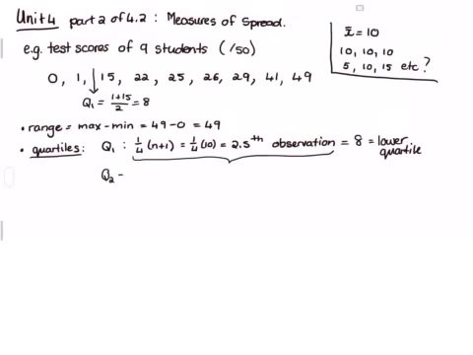Q2 is your median. Your median is literally just the same rule, but a half of n plus 1, which is a half of 10. So it's the fifth observation. It's not 5. It's the fifth observation. So your fifth observation is 25. That is your Q2.